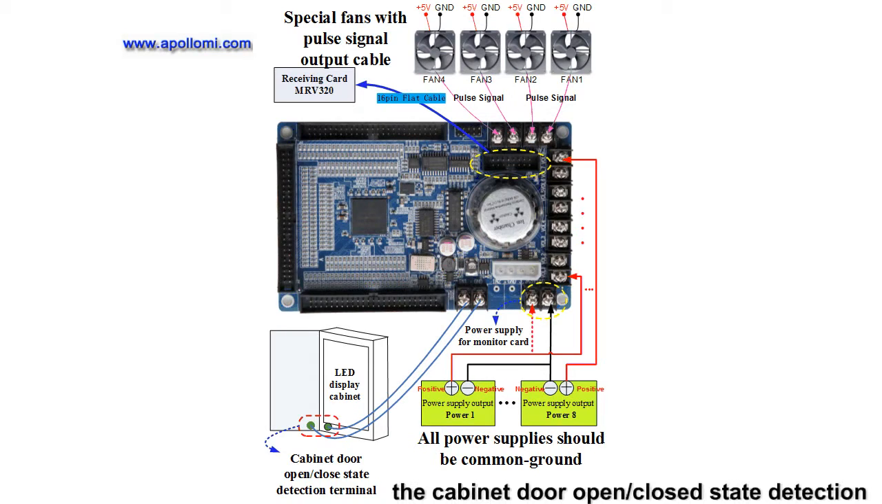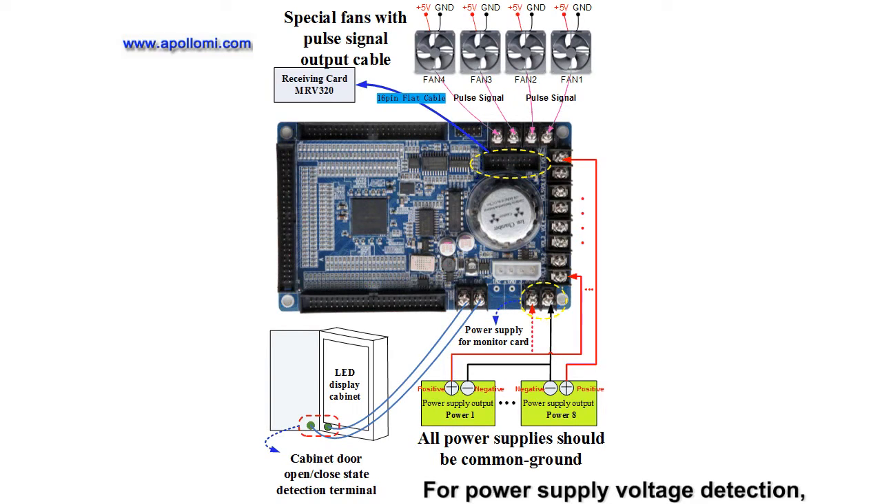Please note that the cabinet door open or closed state detection needs a contact switch installed on the cabinet door. When the door is closed, the contact switch is closed. When the door is open, the contact switch is open. The fan speed detection needs to be connected to its terminals with a pulse output wire.